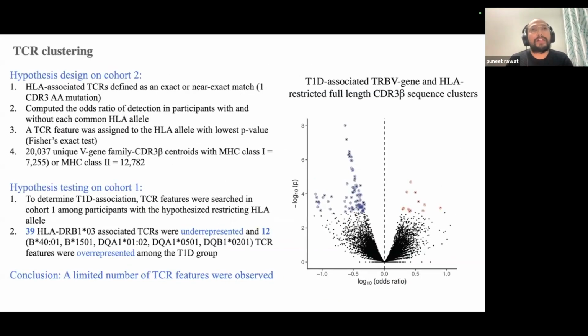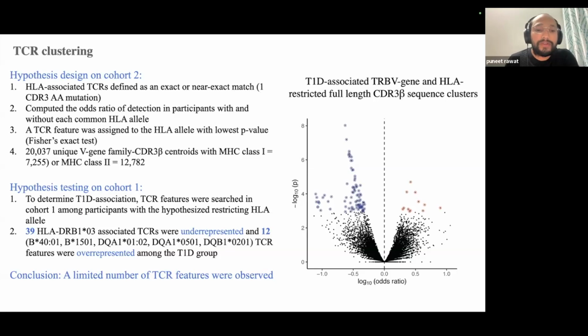To see if there are T1D-specific public clones, we did the TCR clustering. Here we used a slightly different protocol. We designed our hypothesis based on cohort 2, where we looked into the TCR sequences that are HLA restricted, so how much those sequences are present in certain HLAs and in all other repertoires which don't contain that HLA. Based on that, we identified those HLA-specific CDR3 sequences and then tested them on cohort 1 to see if they are actually associated with type 1 diabetes or not.